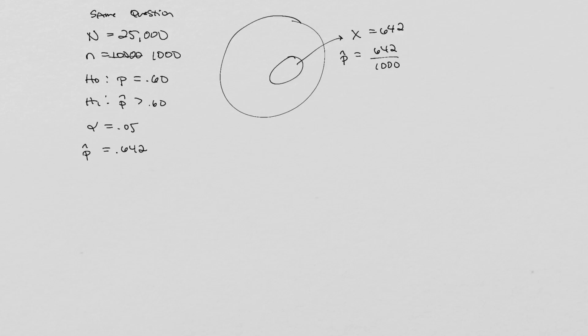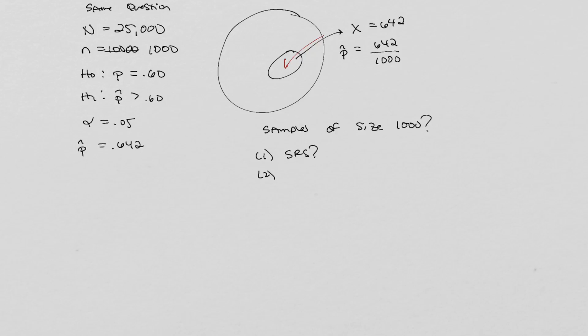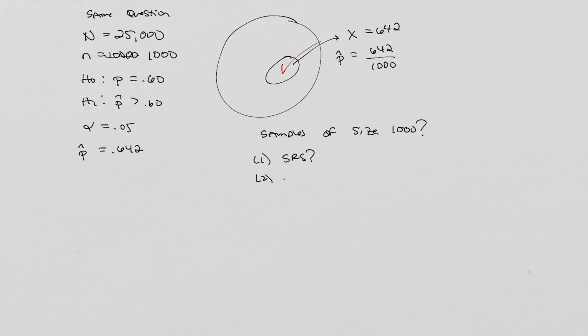All right, so now what about the samples of size 1,000? Can we use the normal distribution here? Let's do those three checks. First of all, did I pull out a simple random sample? You bet, just did that right there. The second thing is, let's do the check of n times p times 1 minus p. In this case, that's 1,000 times 0.6 times 0.4, which gives me 240. That's way bigger than 10, so that one checks out.